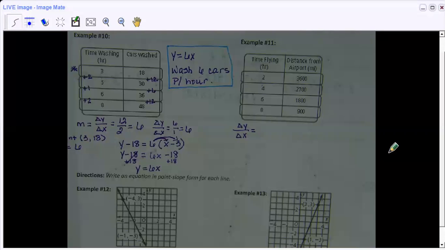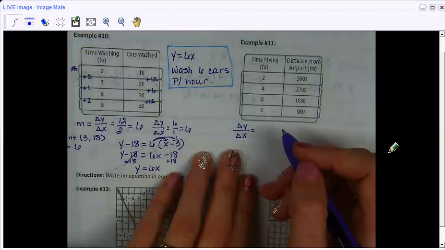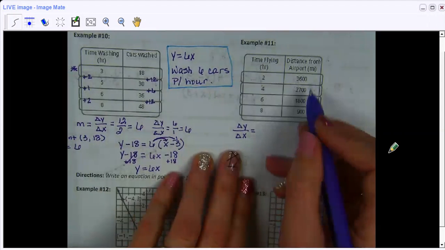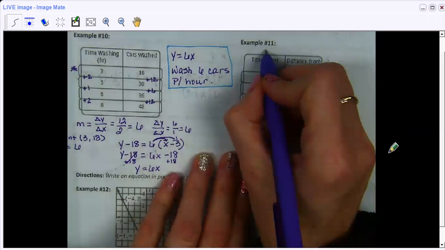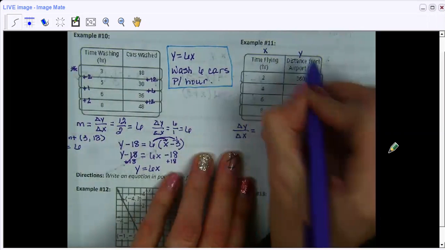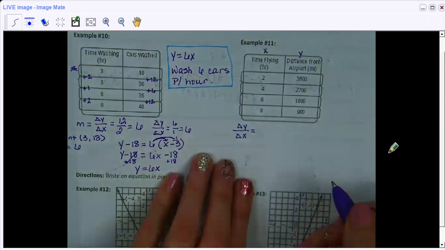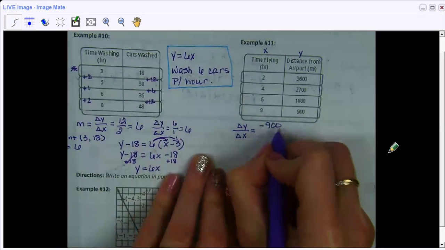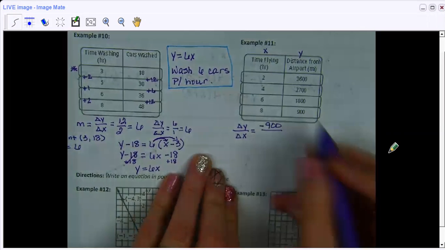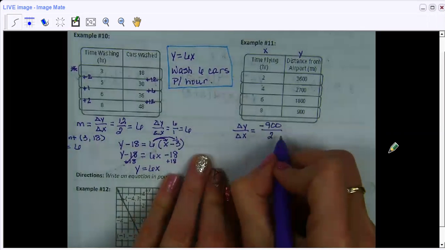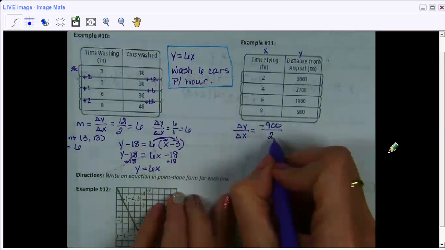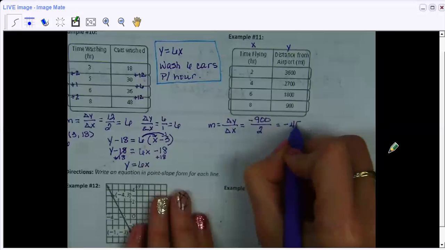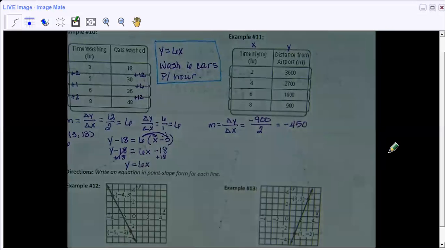Okay, somebody tell me how y is changing each time. It's the distance, right? Yes. It's decreasing by 900. And then how is x changing? By adding 2 each time. So when we simplify this, we can find that our slope is negative 450. Okay, so we have our slope, negative 450.